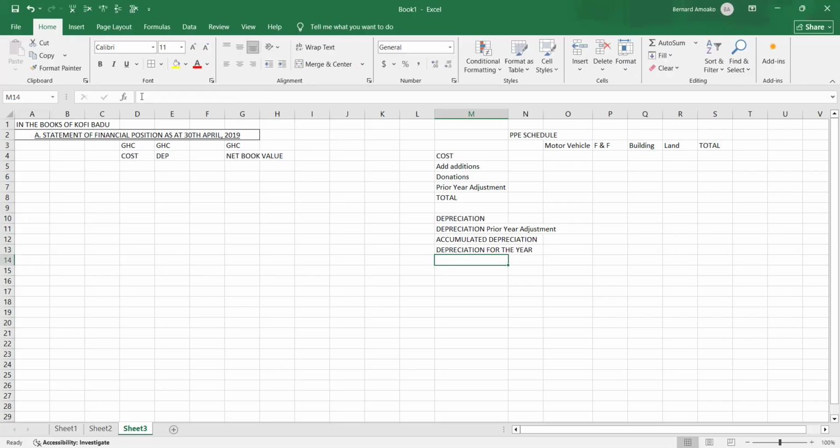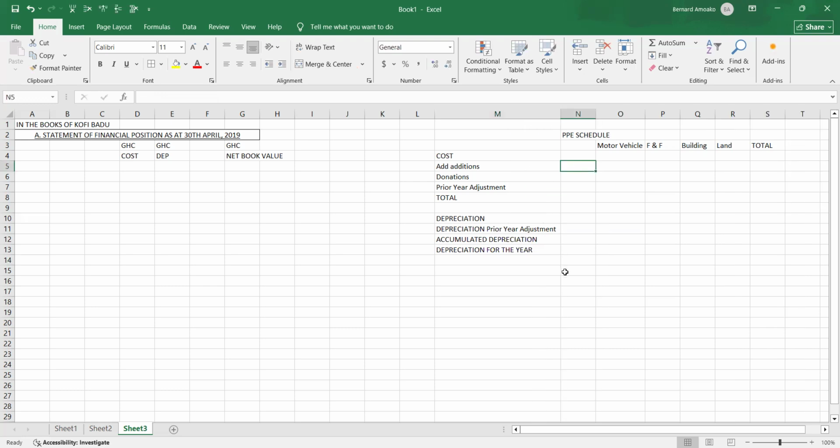Now, look at how the depreciation for the year works. This is just the PPE schedule. Depreciation for the year, if it is percentages, it is percentages of the total. So let's assume the total here is A. It is the percentages of the total A. That is what we call the depreciation for the year. So that depreciation for the year is what will be sent to our income statement. So the total here for depreciation for the year must be sent to our income statement.